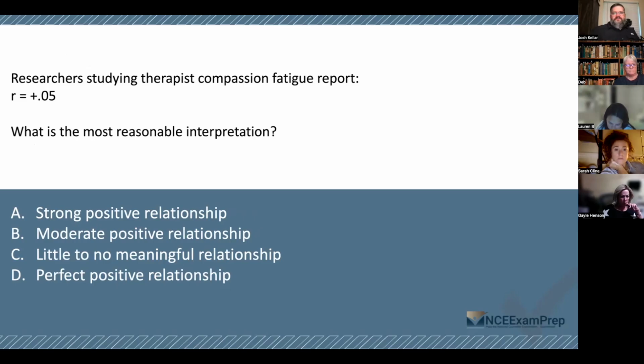Researchers studying therapist compassion fatigue report a correlation of plus 0.05. What is the most reasonable interpretation? A strong positive relationship, a moderate positive relationship, little to no meaningful relationship, or a perfect positive relationship? Would that be B?